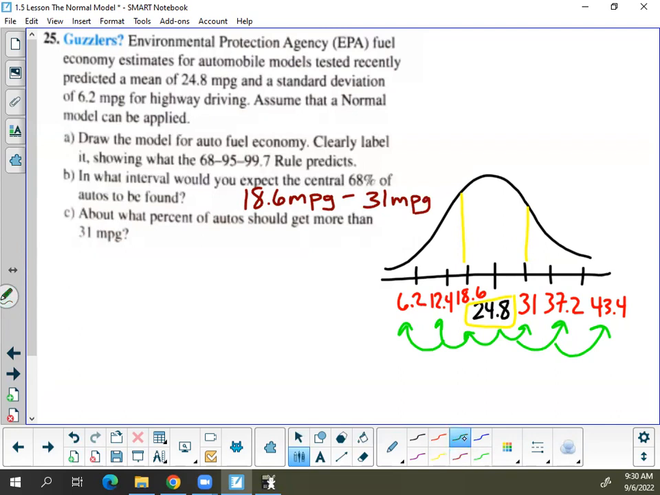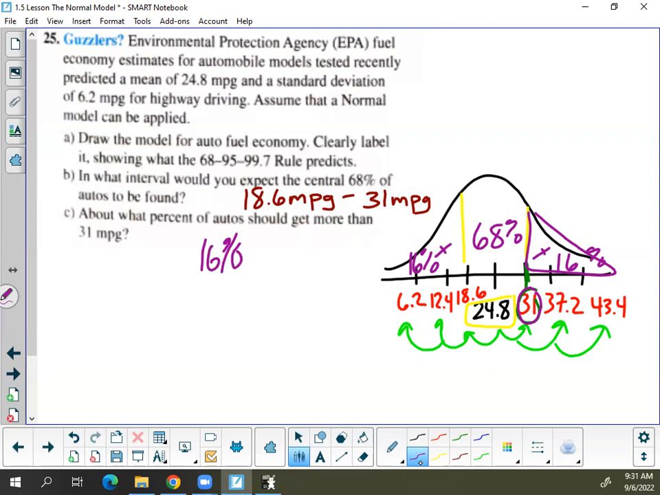We also want to know here what percent of autos should get more than 31 miles per gallon. So 31 miles per gallon is 1 standard deviation away. This is a symmetric distribution. So if this middle chunk is 68%, then each of these other 2 areas are going to be equal, and they're going to have to make up the rest of the area. So there is 32% left over. That means there's 16% in each remaining area. So this area here above 31 miles per gallon is about 16% of our automobiles.